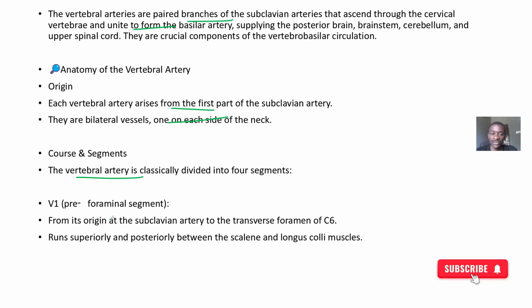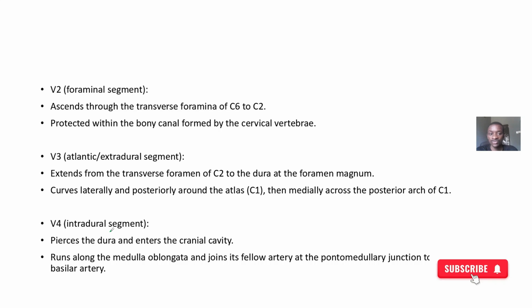We have the V1, which is the pre-foraminal segment. It is the origin there, runs superiorly and posteriorly between the scalene and the longus colli muscles. You have the V2, ascending through the transverse foramina from C6 to C2. Have the V3, okay, that's from the transverse foramen of C2 to the dura at the foramen magnum. And the V4 pierces the dura, then enters the cranial cavity.